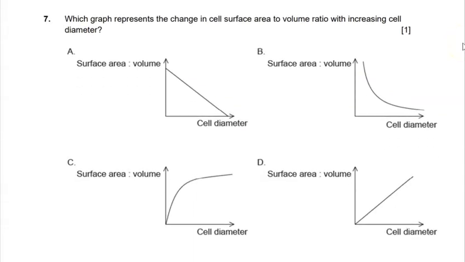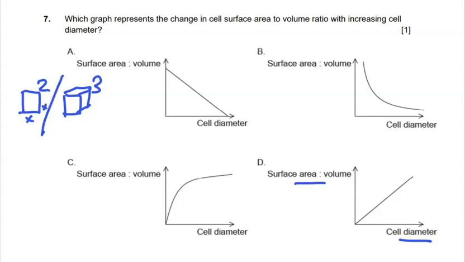Which graph represents the change in surface area to volume ratios with increasing diameter? So all of the graphs have the same axes of cell diameter and surface area to volume. So remember that to calculate surface area, that's this times this, which is increasing by the square. But for the same structure, the volume increases by the cube. And so when you divide that by that, the trend will be a decrease.